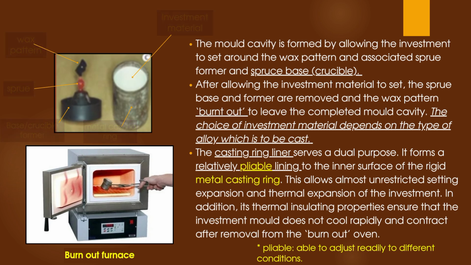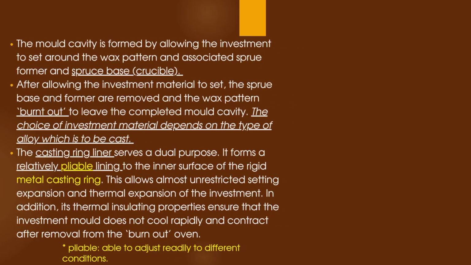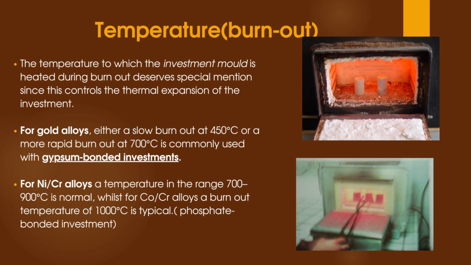The casting ring liner serves a dual purpose. It forms a relatively pliable lining to the inner surface of the rigid metal casting ring. This allows almost unrestricted setting expansion and thermal expansion of the investment. In addition, its thermal insulating properties ensure that the investment mold does not cool rapidly and contract after removal from the burnout oven. The temperature to which the investment mold is heated during burnout deserves special mention, since this controls the thermal expansion of the investment. For gold alloys, either a slow burnout at 450 degrees Celsius or a more rapid burnout at 700 degrees Celsius is commonly used with gypsum bonded investments.